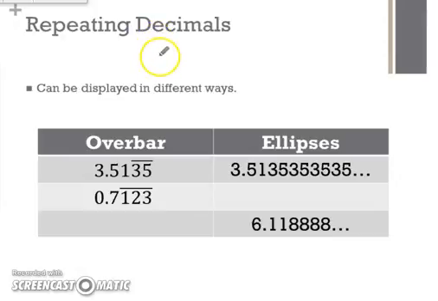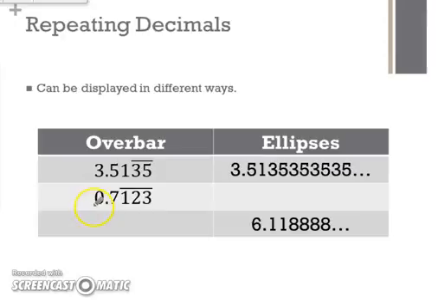The first part of the lesson is going to be working with repeating decimals. There are really two different ways to write them. You can write them with an over bar, where the bar goes over the part that repeats, and you can also label it with an ellipsis at the end of the number. So this over bar means that 35 is repeating, and you can see that written as a decimal over here, 3.5135353535. That 35 is repeating.